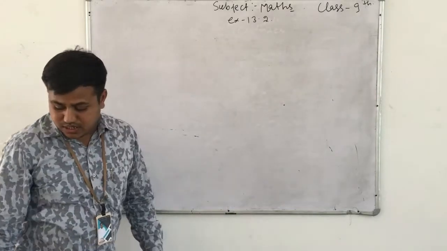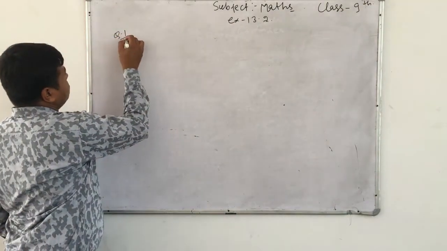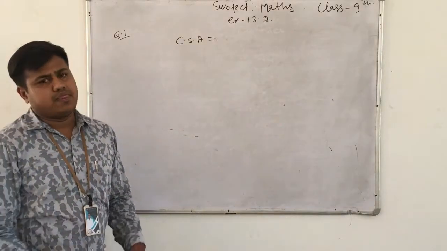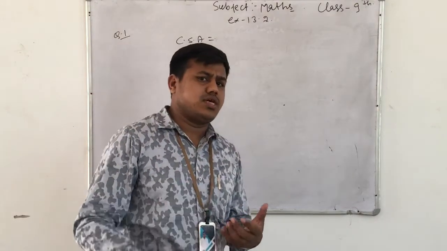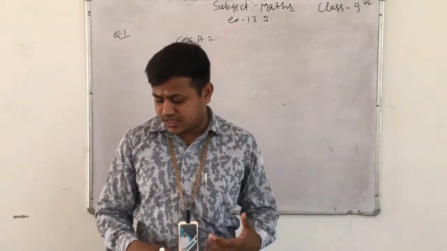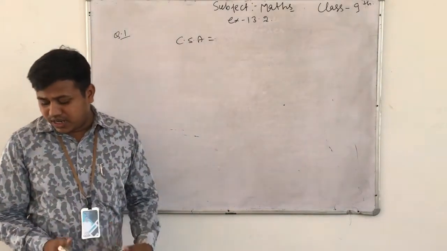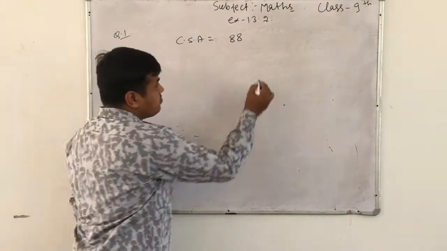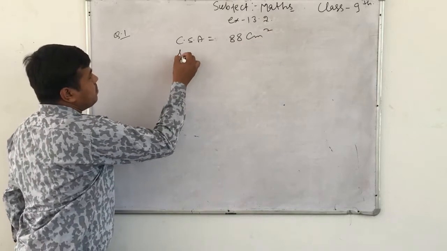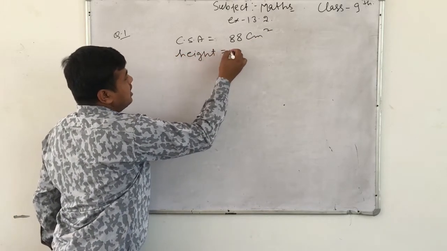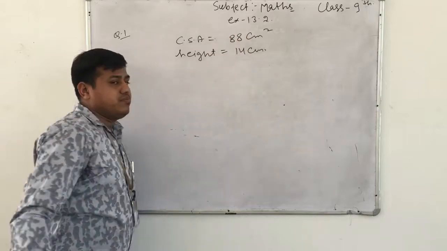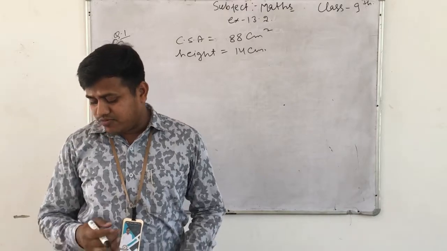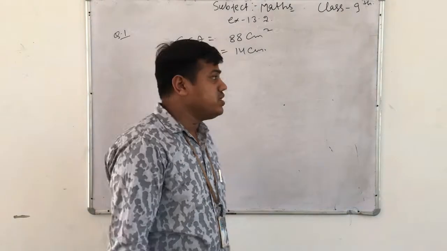First question of exercise 13.2, in which curved surface area and height are given. Right circular cylinder means circular cylinder, same, no difference. Right circular cylinder, height is given, area is given. Curved surface area is given, that is 88 centimeter square, and height is also given, that is 14 centimeter. We have to find the diameter of the base of the cylinder.